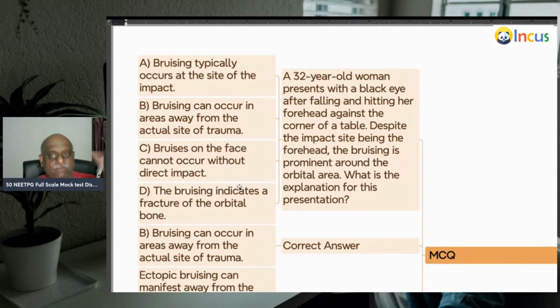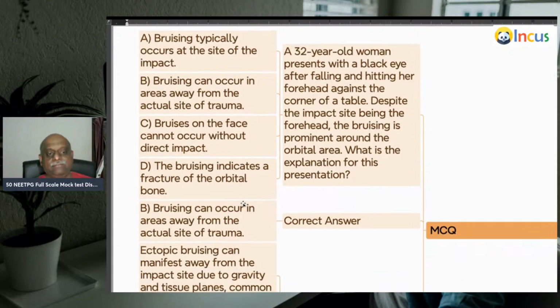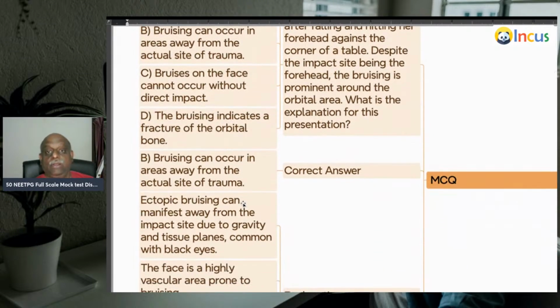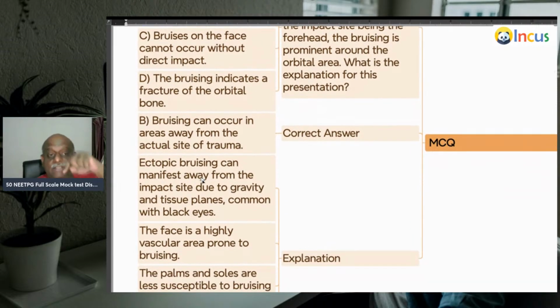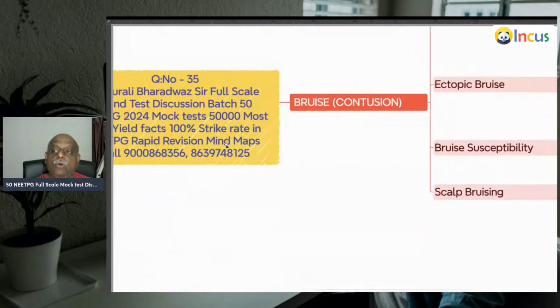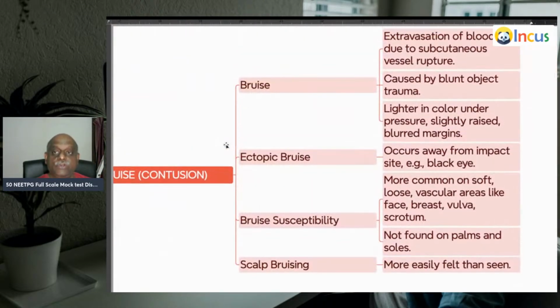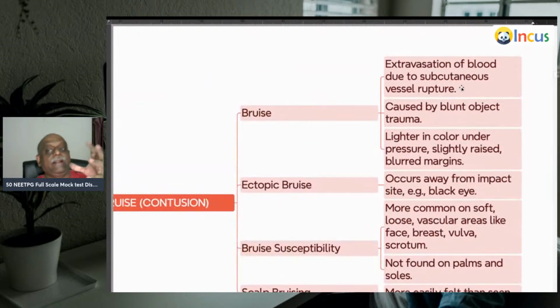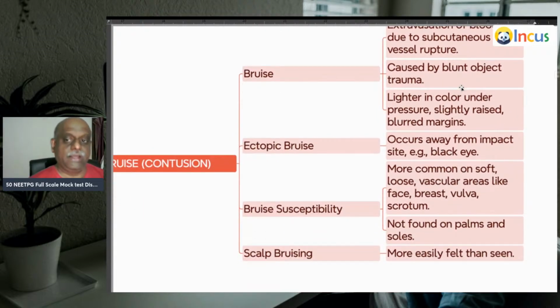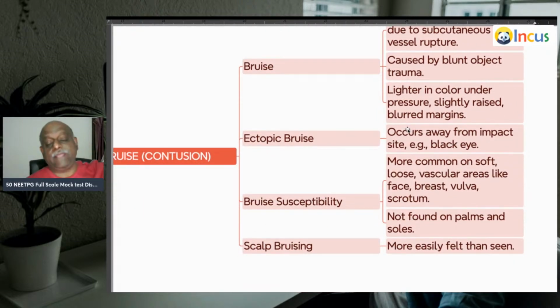32-year-old with black eye after falling and hitting her forehead. So bruising can occur in areas away from the actual site of the trauma. That's called ectopic bruising. So what is a bruise? Extravasation of the blood into subcutaneous tissue because of the subcutaneous vessel rupture is called bruise. Ectopic means away from the point of impact site.